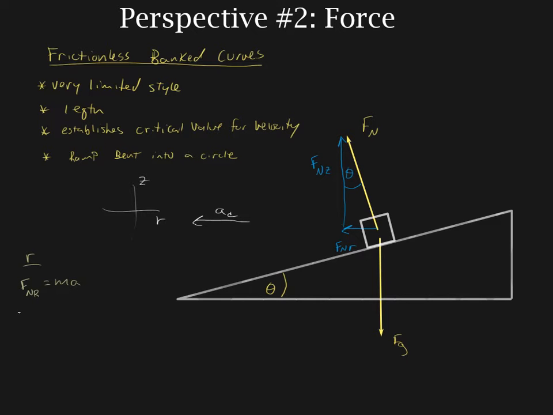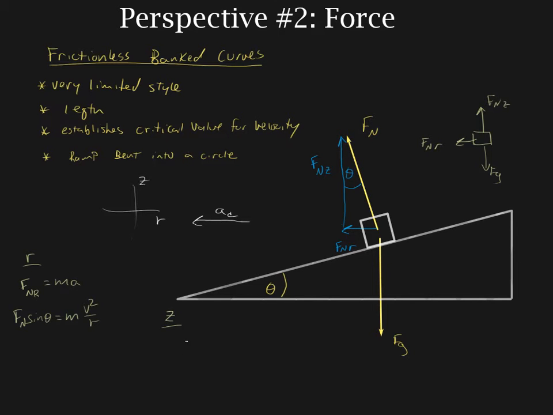So Fn radial becomes Fn sine of theta, and that's going to be equal to m times v squared over r. Okay, now we're going to have to go to the z dimension, or the z-axis, and in the z dimension we have two forces. Here's our working FBD. We have Fnz, Fg, and then this is Fnr.